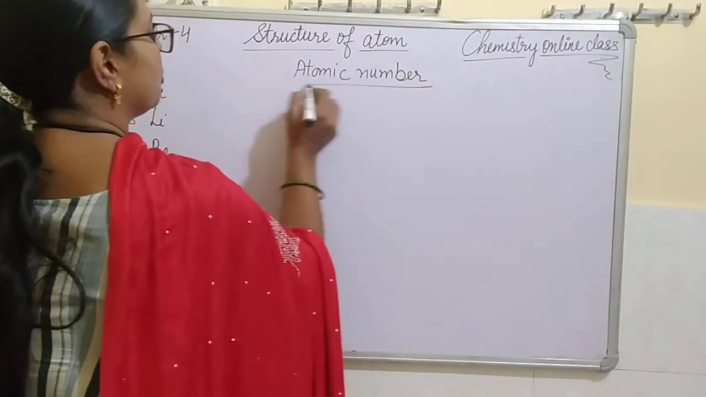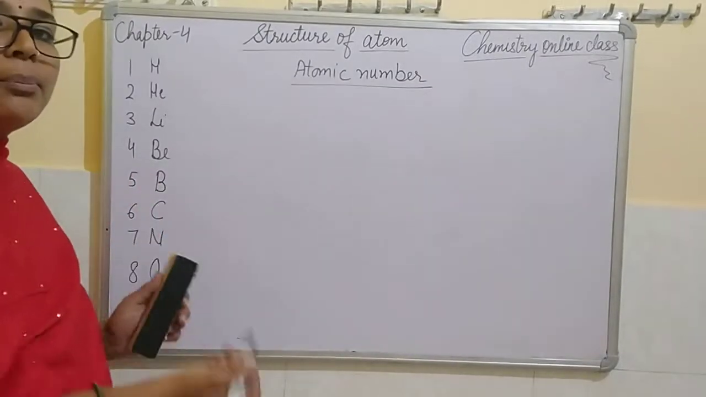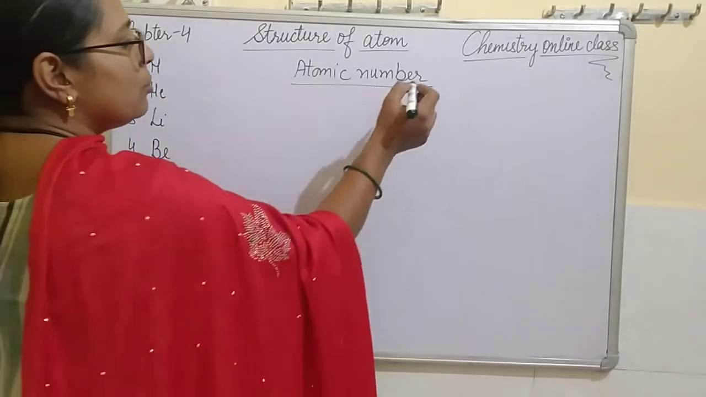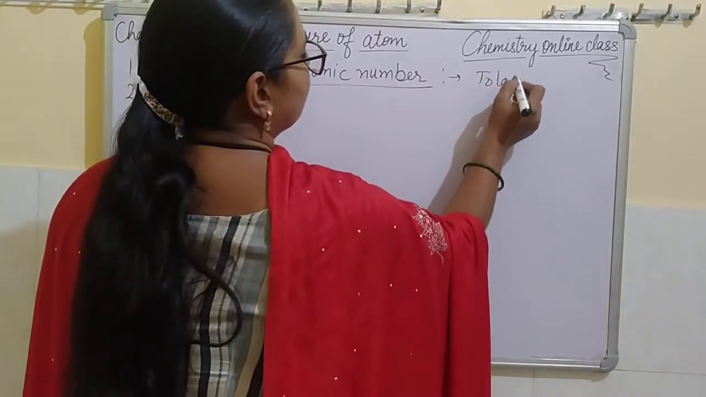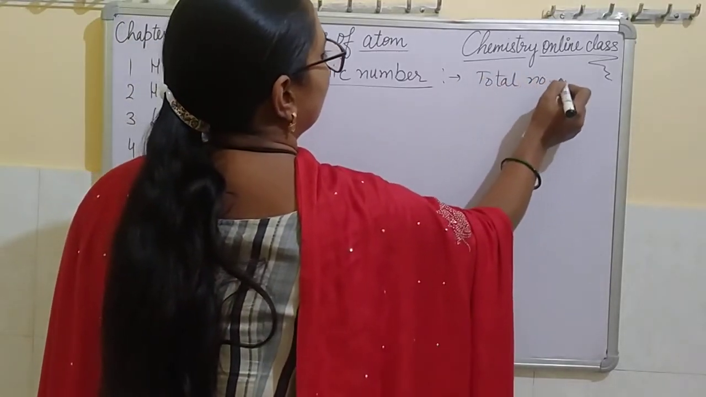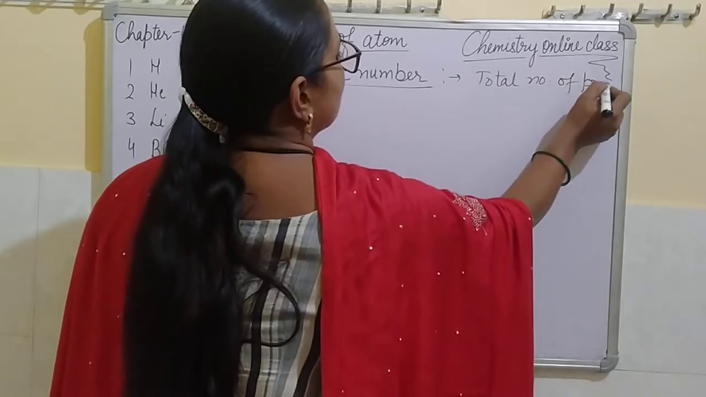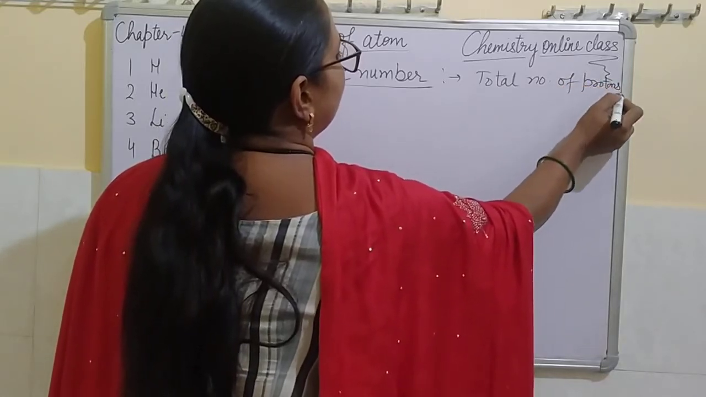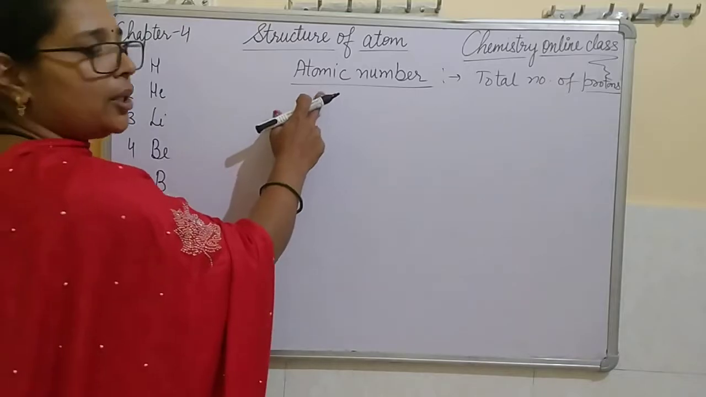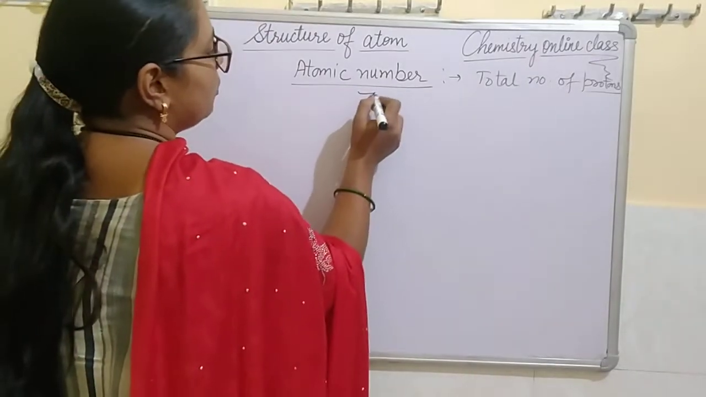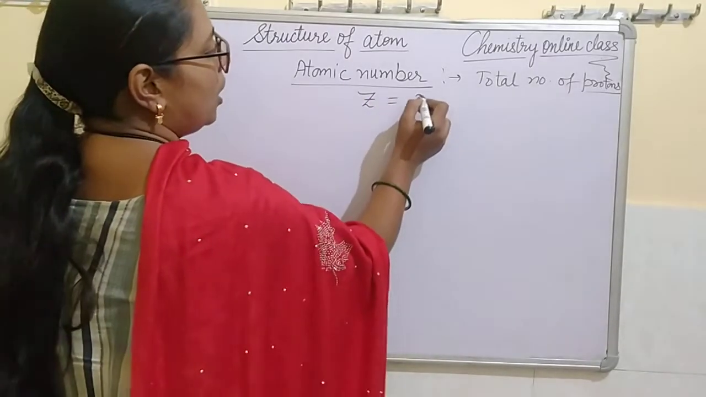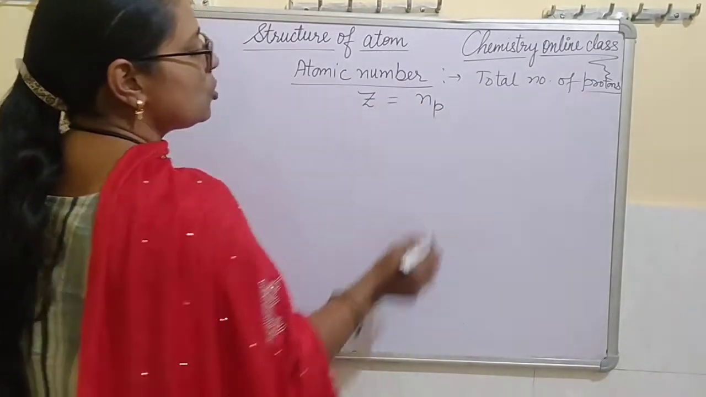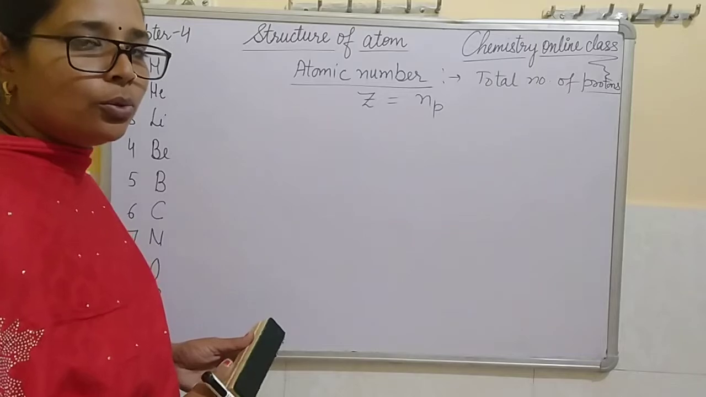What do you mean by atomic number? Atomic number means total number of protons present in an atom. Total number of protons in an element represents its atomic number, and the symbol for atomic number is Z, and Z is Np. Np means total number of protons.